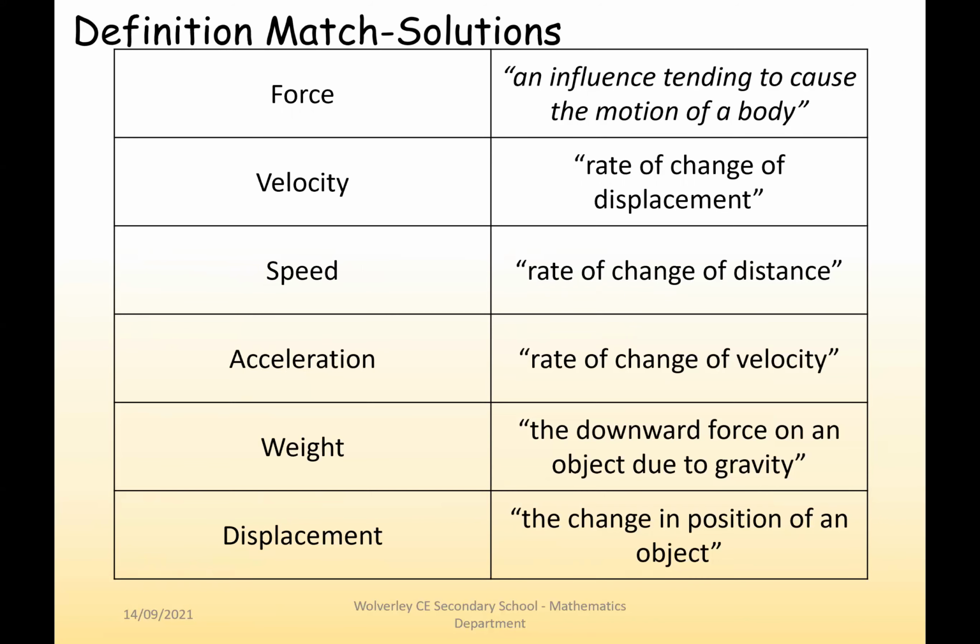Okay, and these are the solutions. So force is an influence tending to cause the motion of a body. Velocity is the rate of change of displacement. Speed is the rate of change of distance. Acceleration is the rate of change of velocity. Weight is the downward force on an object due to gravity. And displacement is the change in position of an object. Okay. Make sure that you've got these definitions in your orange book. They will be really important.